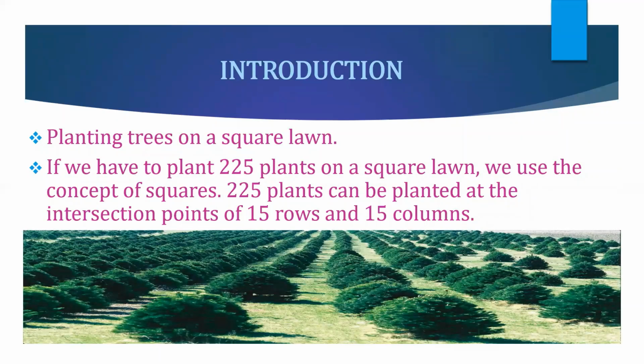Another example is planting trees on a square lawn. Suppose if we have 225 plants on a square lawn, then we use the concept of squares, that 225 plants can be planted at the intersection points of 15 rows and 15 columns, because 15 into 15 is equal to 225.